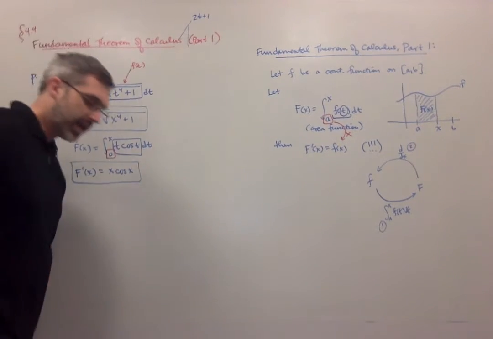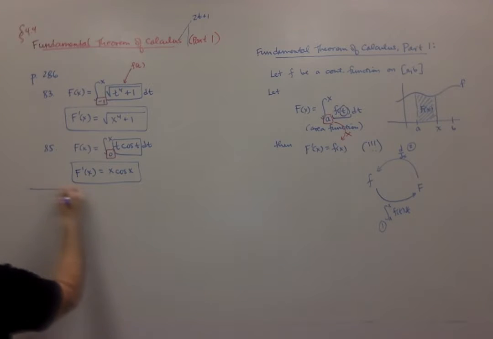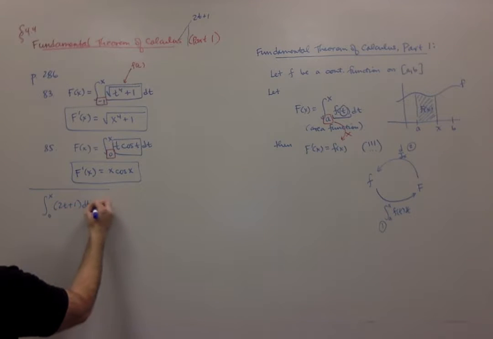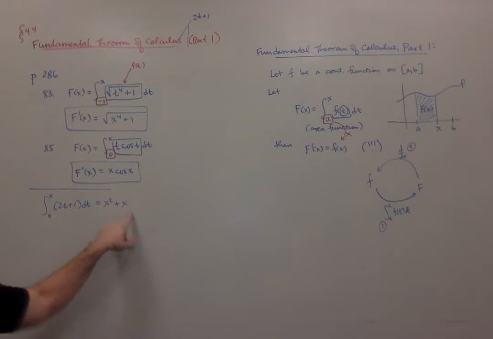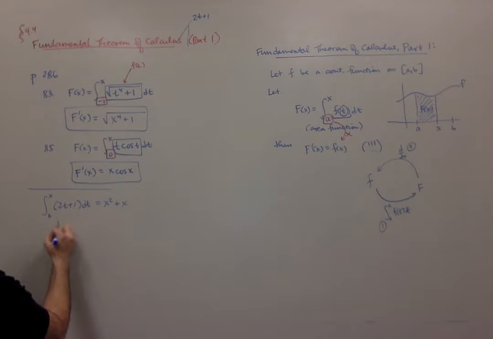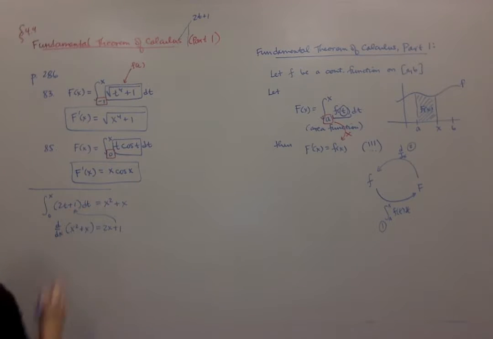Do you remember that when we did the area from 0 to x under this function? This was what I started out with. That ended up being x squared plus x. And then when we differentiated that, we got 2x plus 1, which was the original function with x plus 1 plugged in, okay?